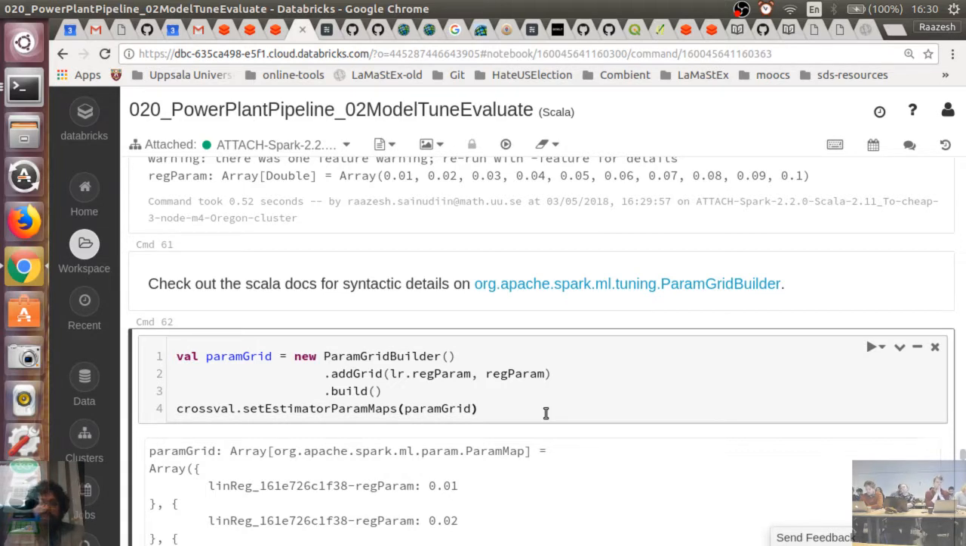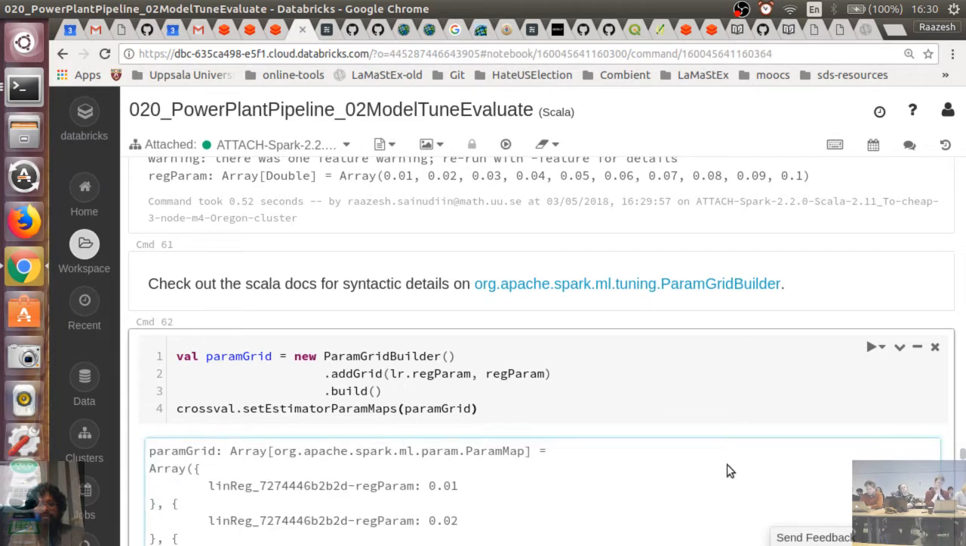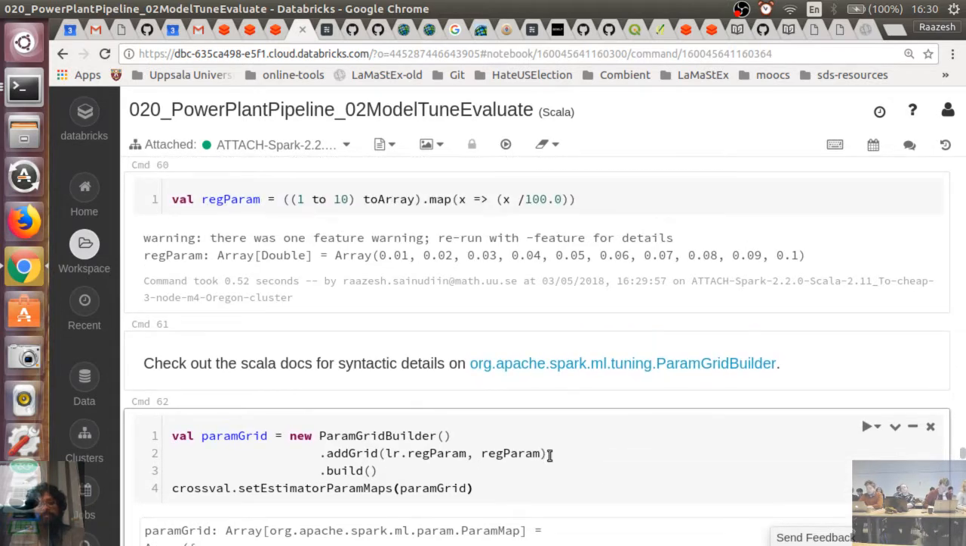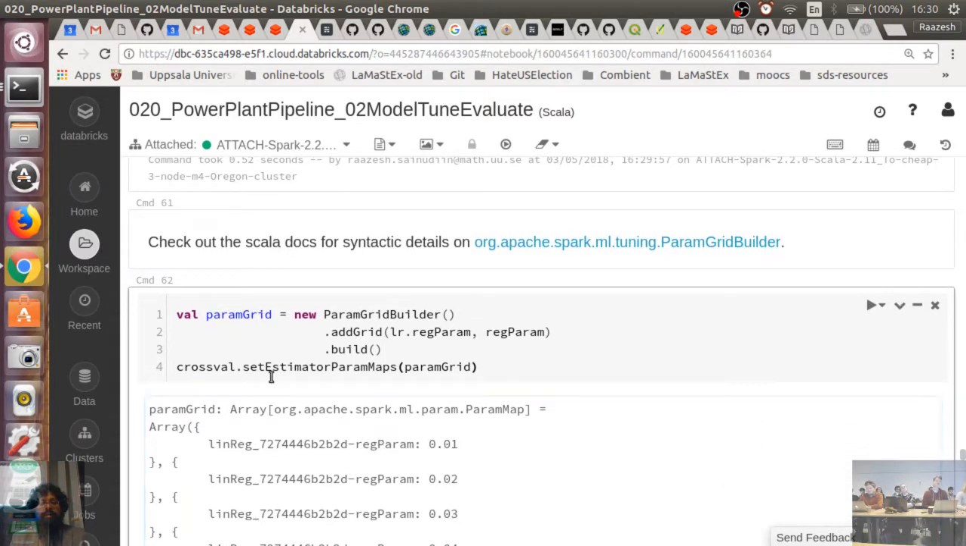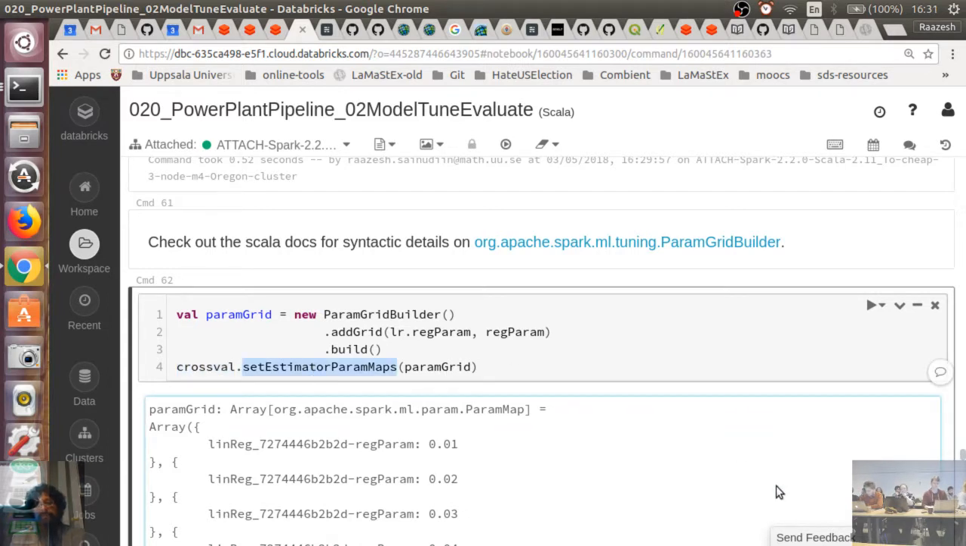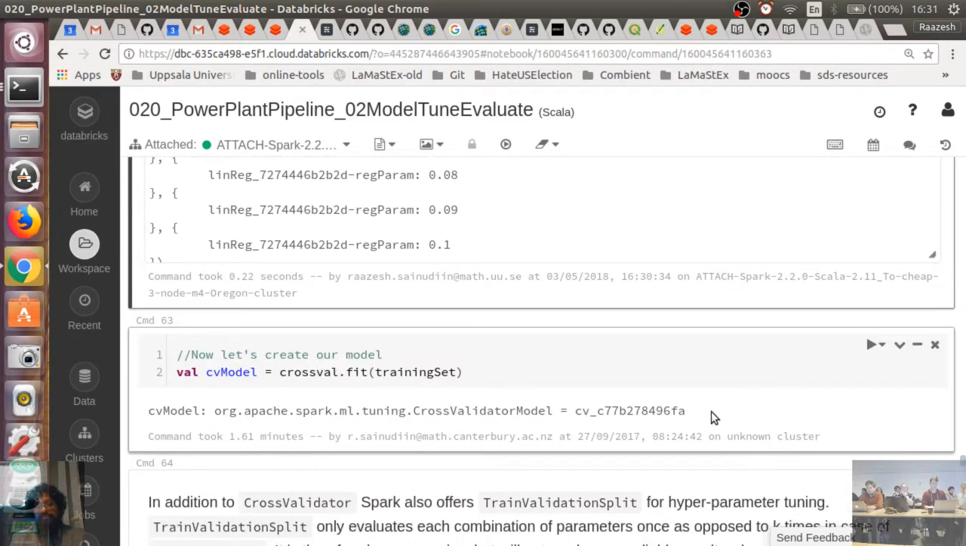Now I have my parameter grid builder, where I've added my regularization parameter, and this reg param is the grid itself. So the second argument is the grid, and the first argument is what you want to be the hyperparameter. And then I have my cross-validator I declared above. I'm passing in the parameter grid. So that's it. This all happens now.